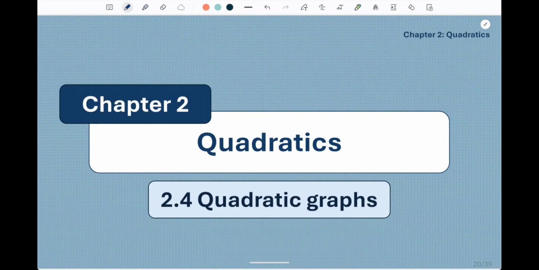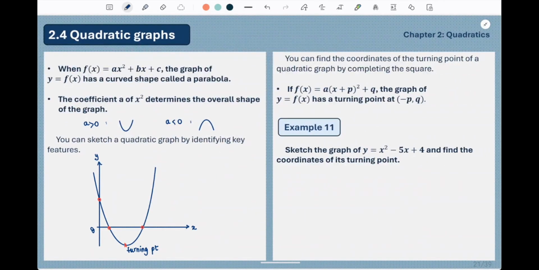Hello everyone. Today we're going to be doing quadratic graphs. So basically, what that means is we're going to plot graphs for quadratic equations. From previous sessions, we know that a quadratic equation is written in the form f(x) = ax² + bx. Okay, we've done that before. The graph that we plot for this kind of equation has a curved shape and it's called a parabola.